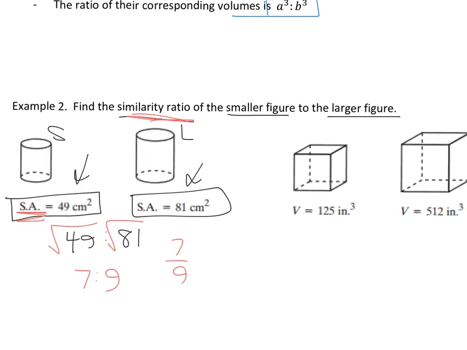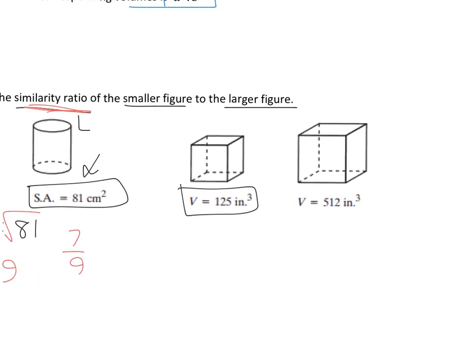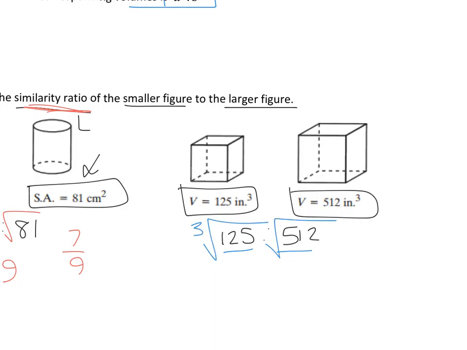And then over here, we have volumes. So if I'm going to compare this volume to this volume, first I need to do the similarity ratio. I need to take the cube root, the third root. First I see if I can reduce this, and I can't. So I'm going to do the cube root. The cube root of 125 is 5. The cube root of 512 is 8. So it's 5/8. So for area, you need to take the square root. For volume, to get the similarity ratio, you need to take the cube root.